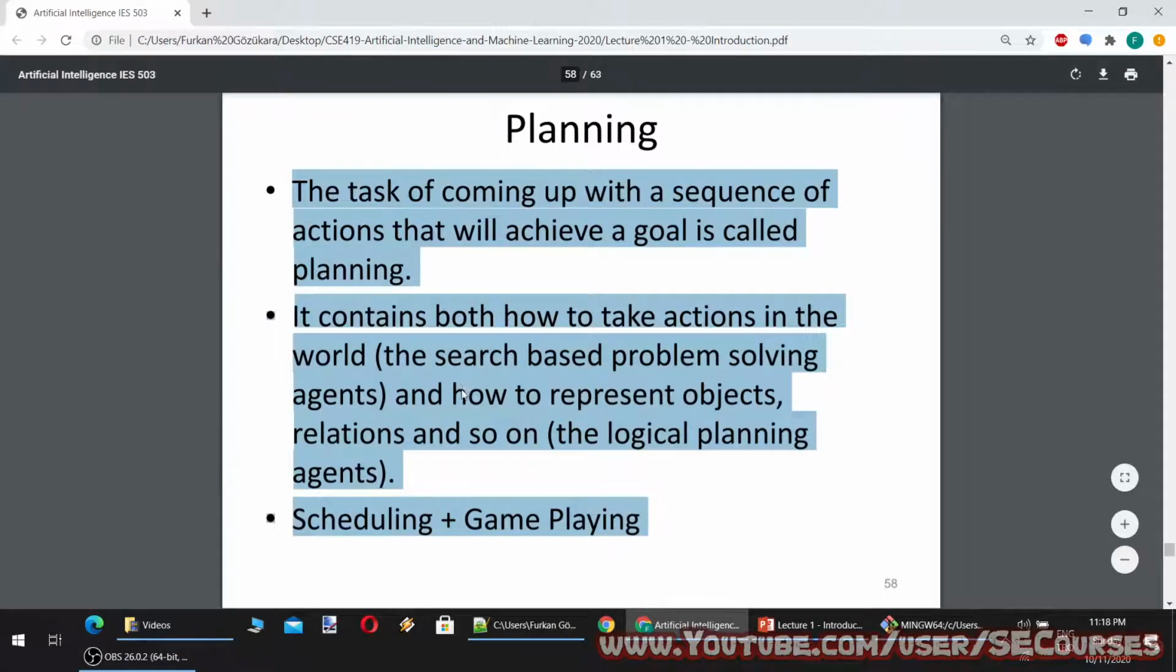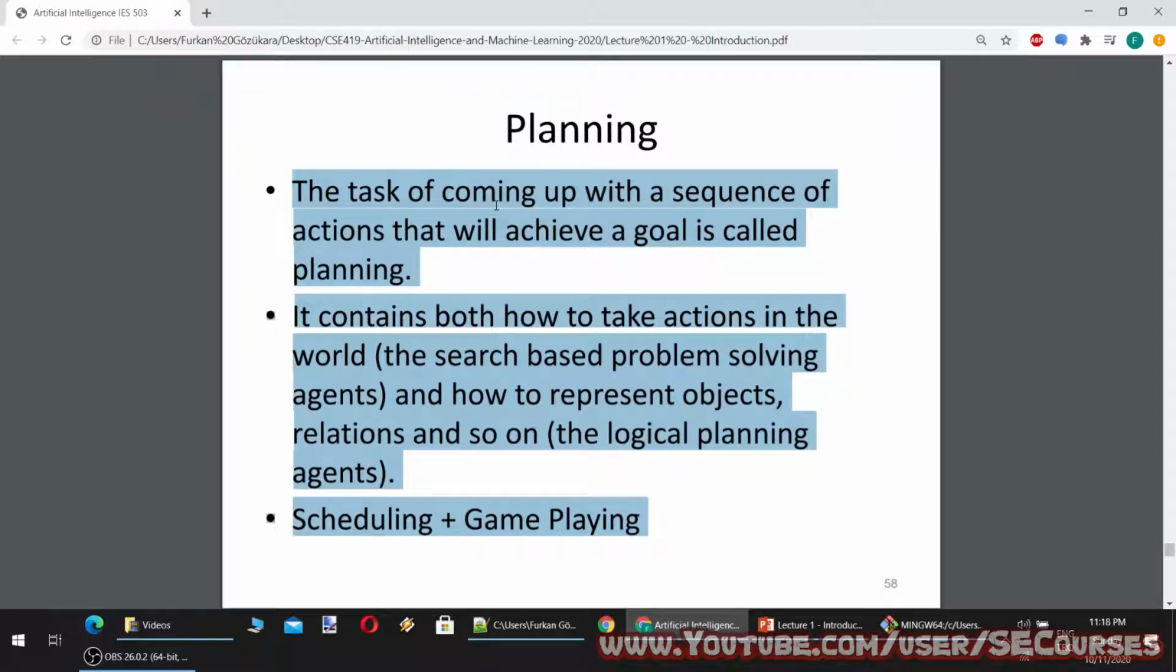Planning, okay. The task of coming up with a sequence of actions that will achieve a goal is called planning. It contains both how to take actions in the world, the search-based problem-solving agents, and how to represent objects, relations and so on, the logical planning agents. Scheduling plus game playing.